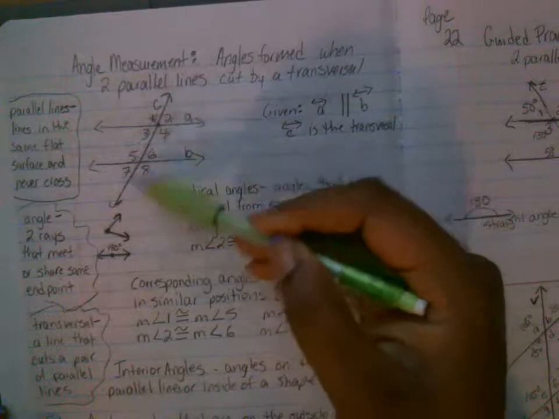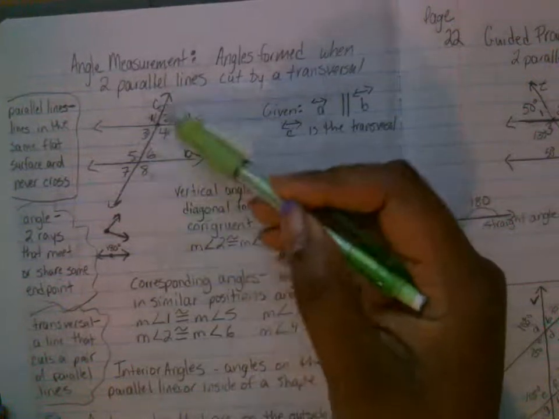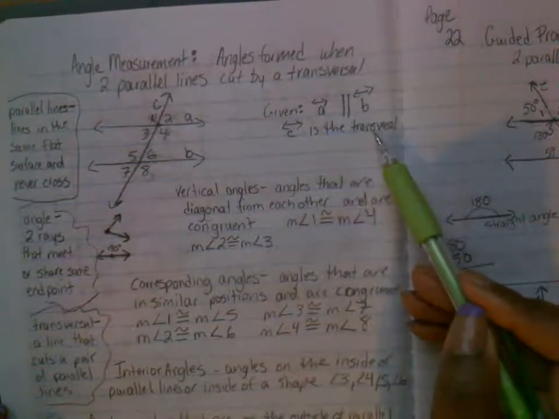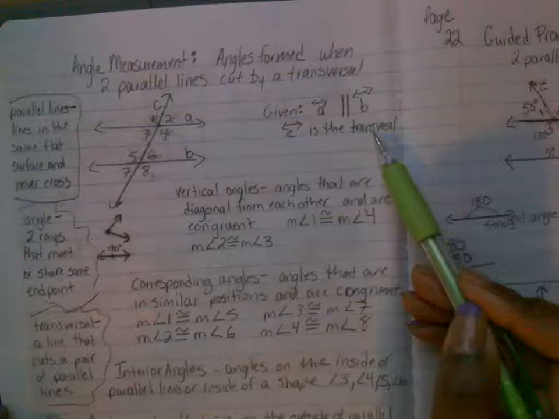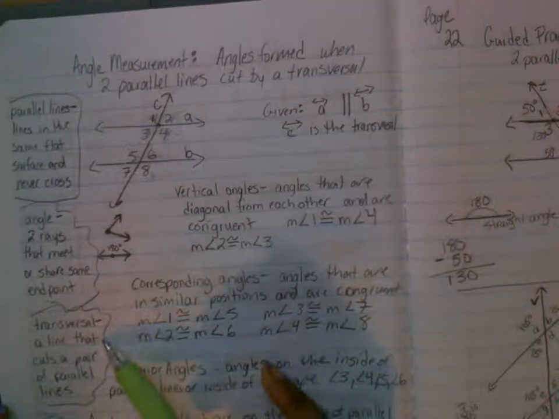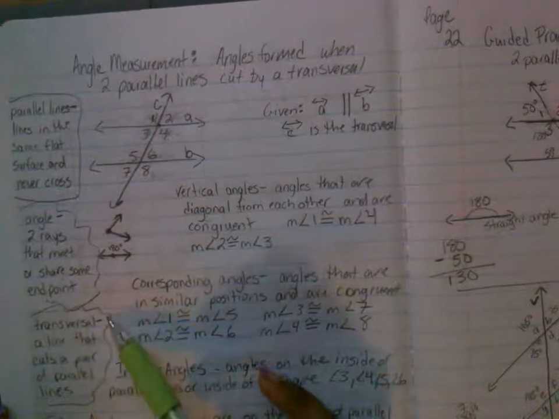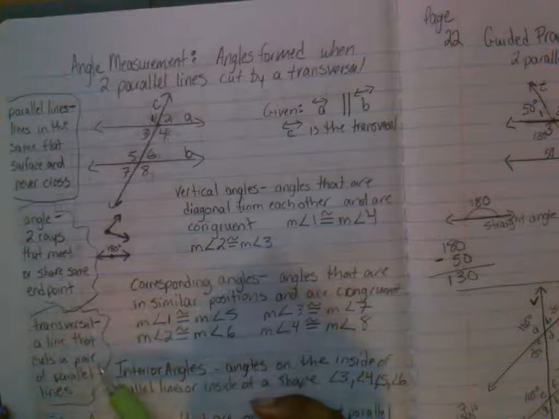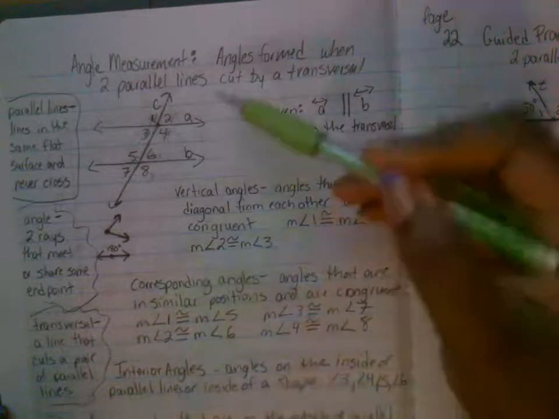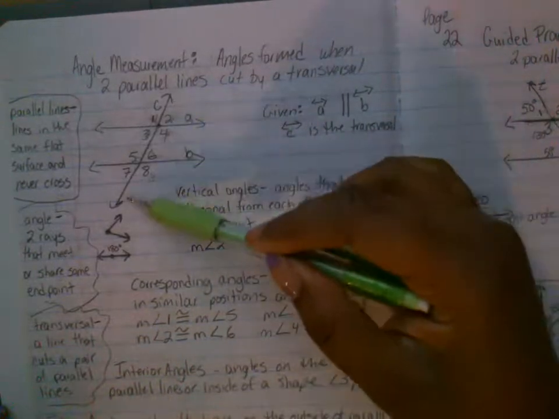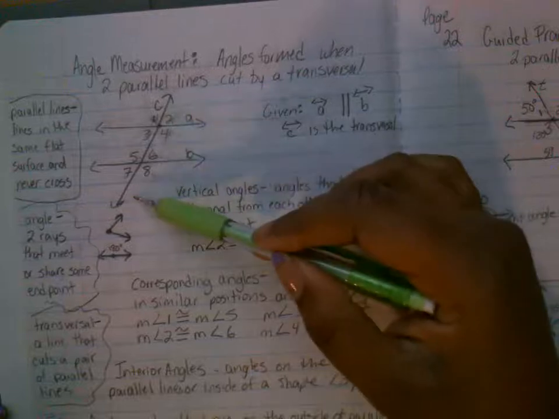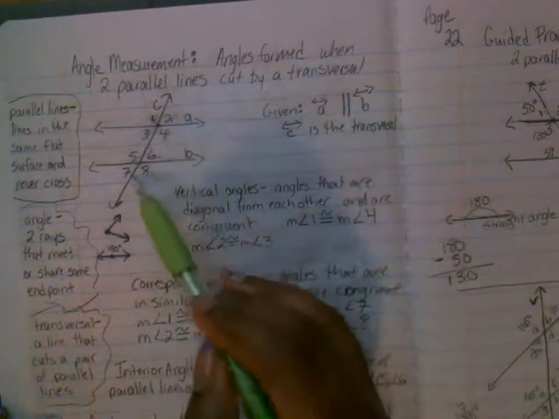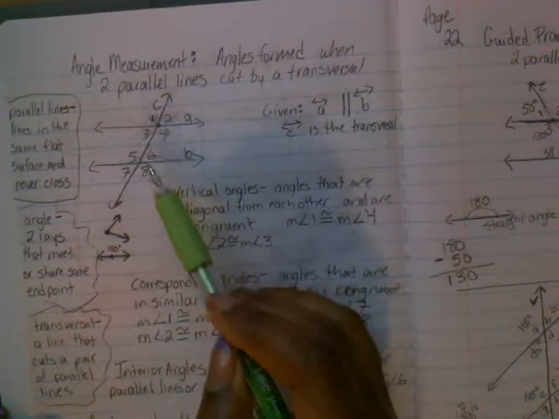Line C cuts through a pair of parallel lines, so line C is called the transversal line. And that definition is written out here to the side. The transversal line is a line that cuts a pair of parallel lines. C is the line that cuts a pair of parallel lines. There are 8 angles that are formed when you do that.